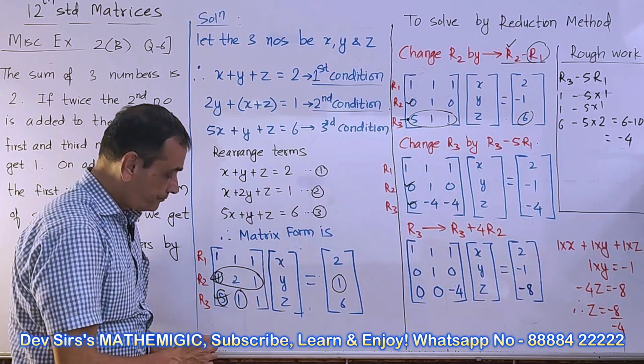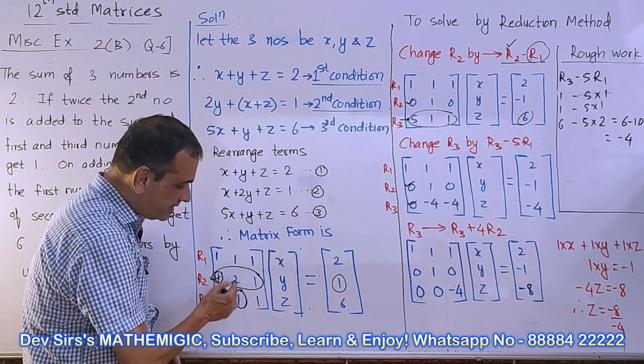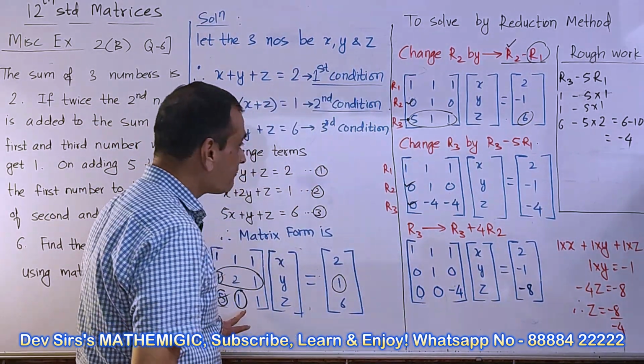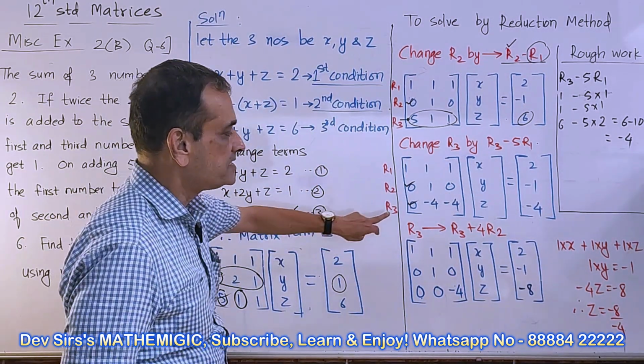ये भी हो गया. Now get 0 over here. Then the matrix has been reduced to something. So how do I get 1 0 over here? See, simple.